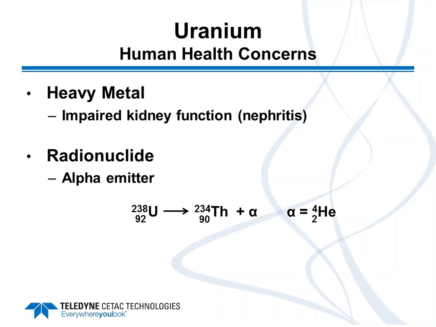Now, there are two primary human health concerns for uranium. The main one is that uranium is a heavy metal and can cause impaired kidney function, also called nephritis. There's also the issue of uranium being a radionuclide. For example, U-238, the main isotope of uranium, is an alpha emitter.